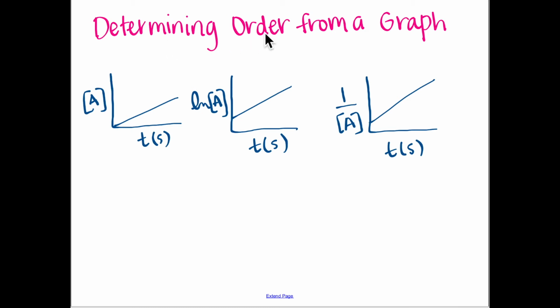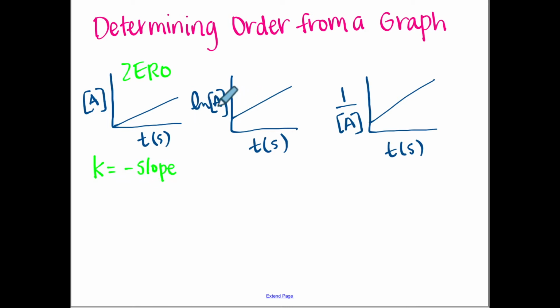You can also determine the order of a reactant graphically. If you graph the concentration of a reactant versus time and you get a straight line, that tells you that reactant is zero order. It also tells you that the rate constant is equal to the negative slope.